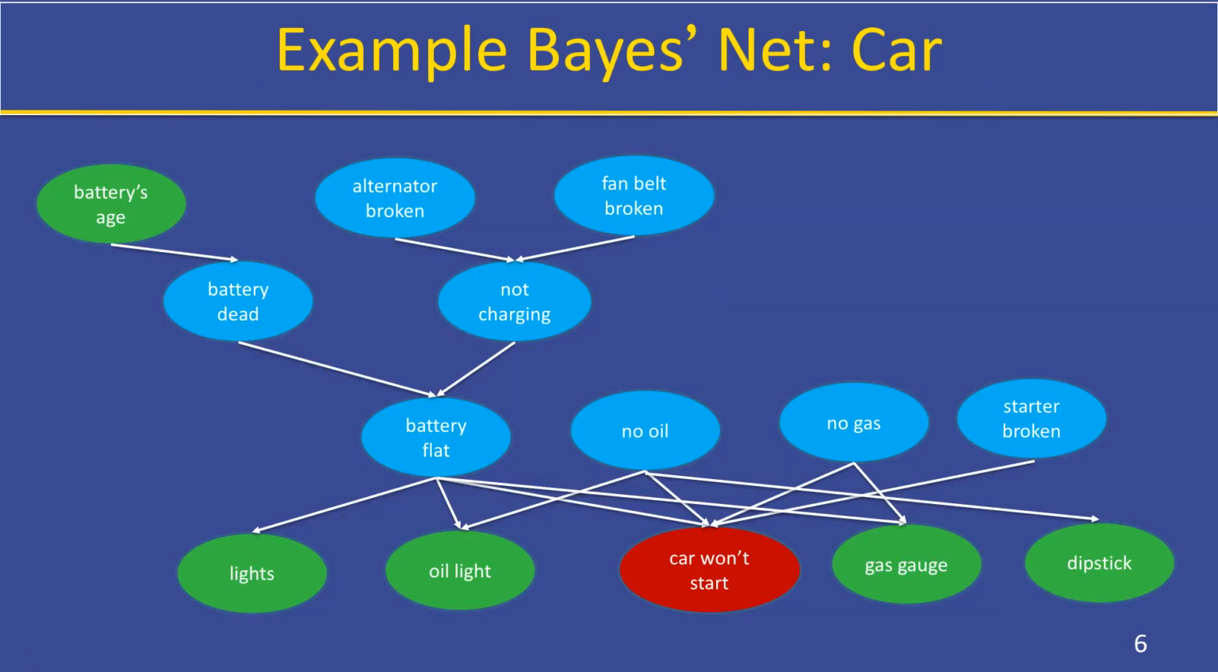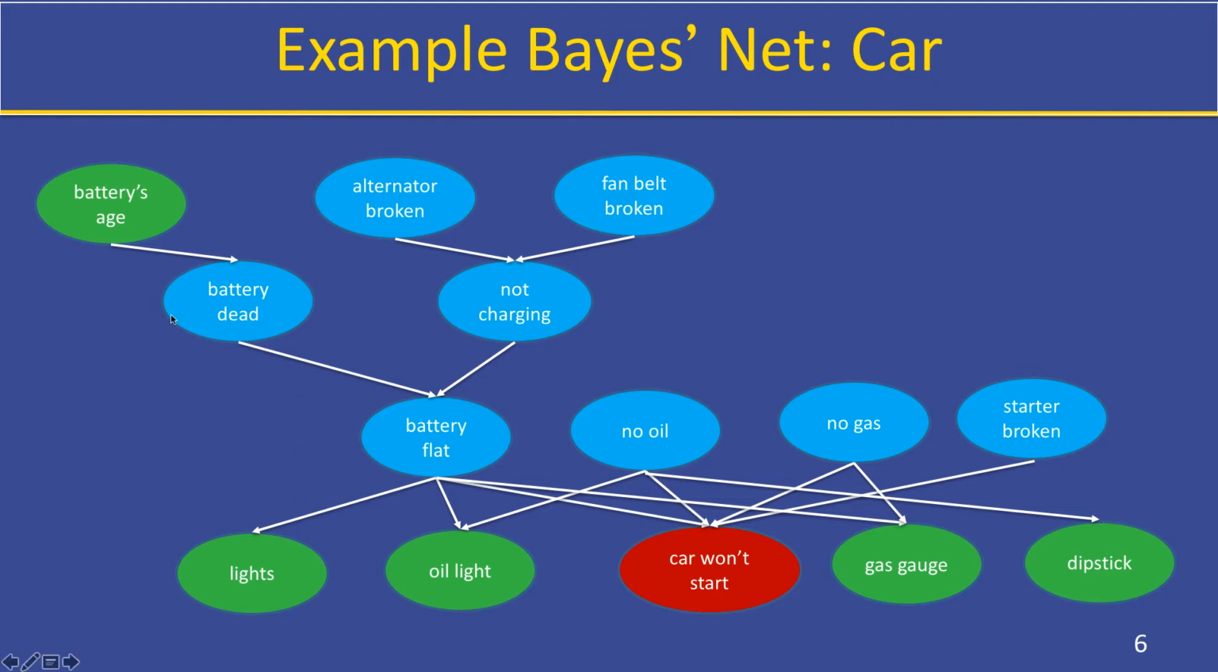And here's another Bayes net used for troubleshooting a car. Suppose my car won't start. There are several reasons that may be causing this, directly or indirectly. The battery may be dead. The car may be out of gas, out of oil. The starter may be broken. There are variables that I can observe, and these are the green nodes here. And there are some things that I cannot directly observe, but they still may have an effect. These are represented here by the blue nodes.